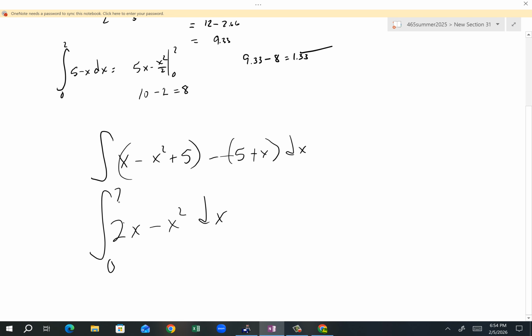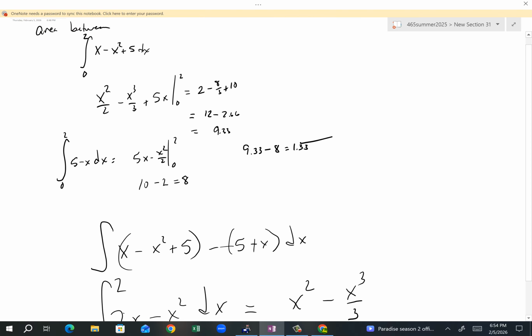And now if you integrate from 0 to 2, what you're going to end up with is x squared minus x cubed over 3. Wait a minute. What happened to my 5x? Well, you had a positive one and a negative one. You goof, they cancel out. Remember, it's this minus this. So the 5x, this becomes a minus.